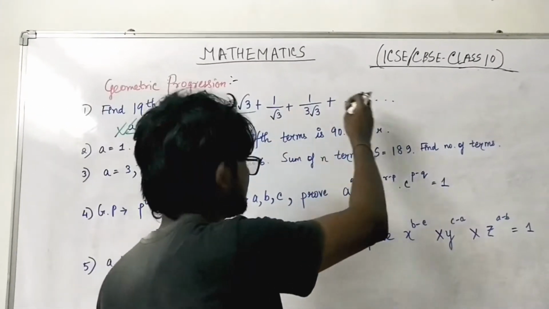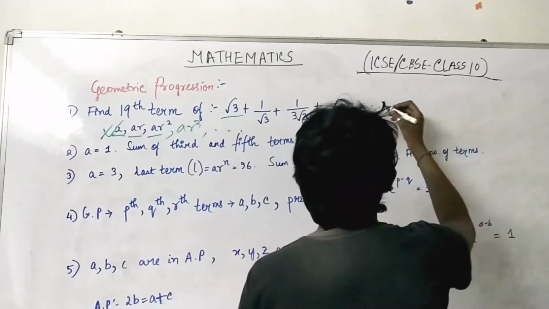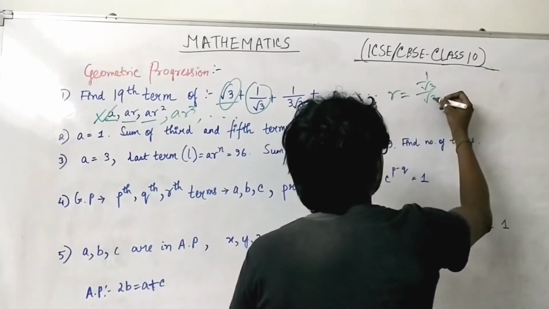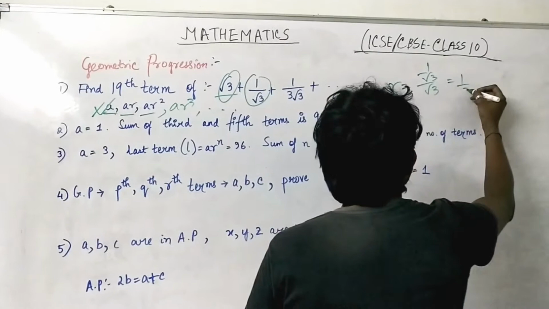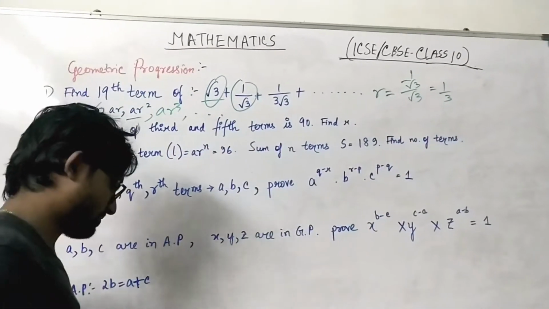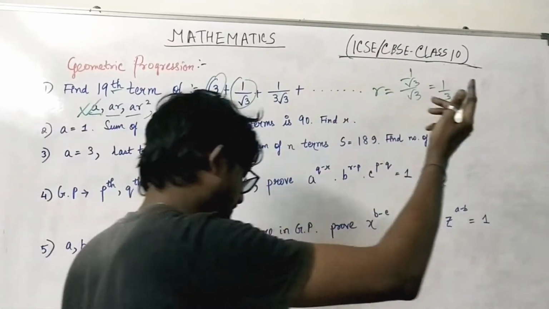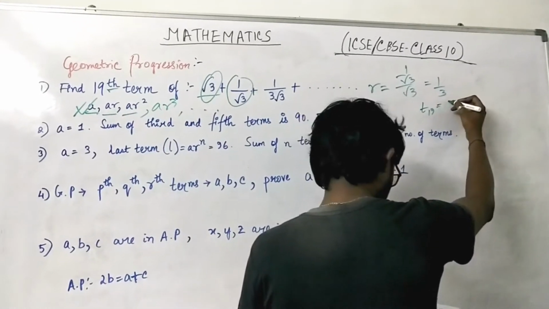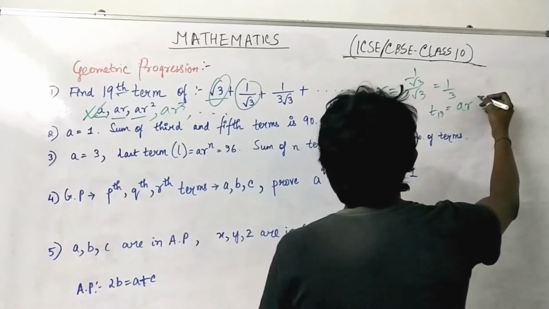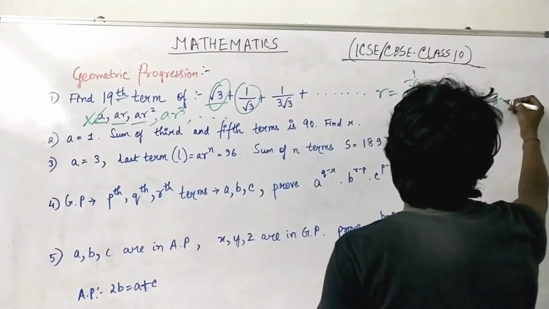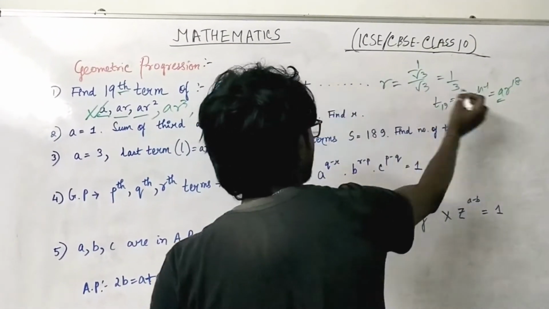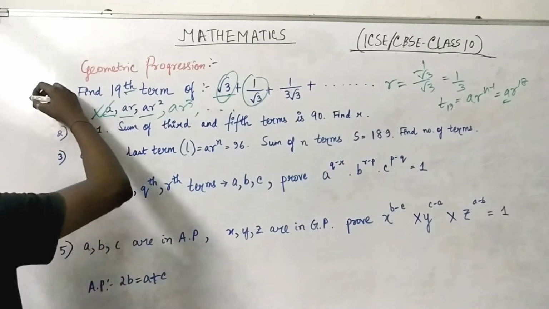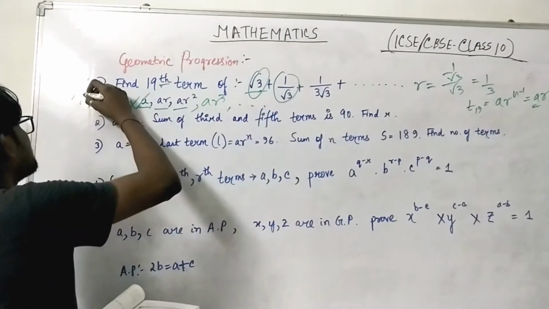So this is a series, and we will find the common ratio. Dividing the second term by the first term, we get 1 by root 3 as R, the common ratio. Now we have to find the 19th term. You know the formula for the nth term, so the 19th term will be A R to the power n minus 1, that is 18. You know A and R, so you find the 19th term. The answer is root 3 by 3 to the power 18.